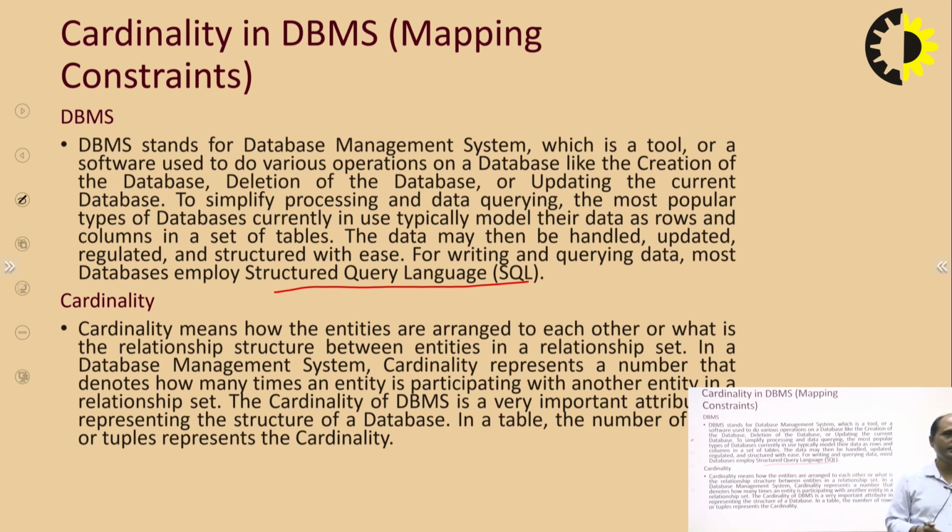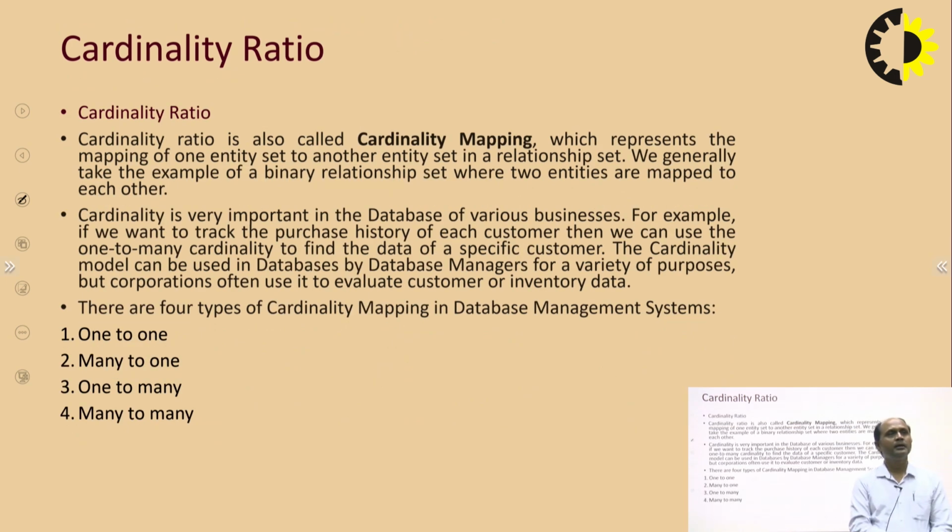Cardinalities mean how the entities are arranged to each other and what the relation structure is between the entities in a relationship set. In a database management system, cardinality represents a number that denotes how many times an entity is participating with another entity in a relationship set. Suppose we have an example in a table: the number of rows and number of tuples represent the cardinalities.